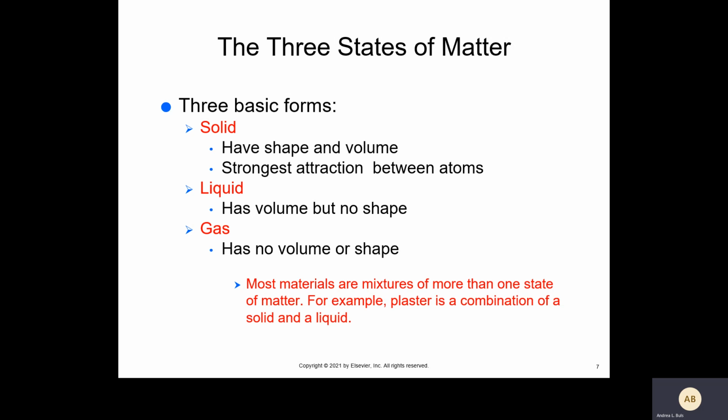The three states of matter are solid, liquid, and gas. A solid has shape and volume, and it has the strongest attraction between atoms. Liquid has volume but no shape, and gas has no volume or shape. So most materials that we use are mixtures of more than one state of matter. For example, if we're using plaster in the lab, that's a combination of a solid, and then the liquid is the water that we mix with it.